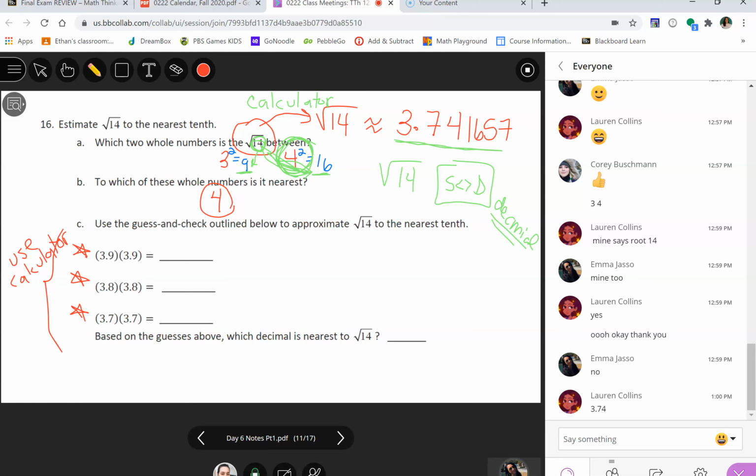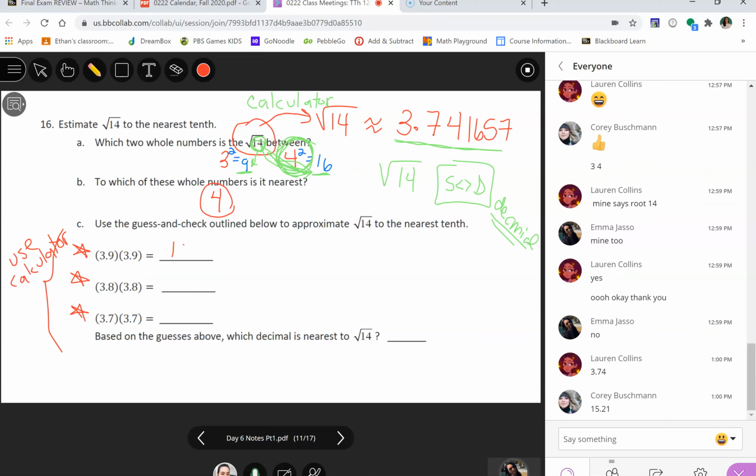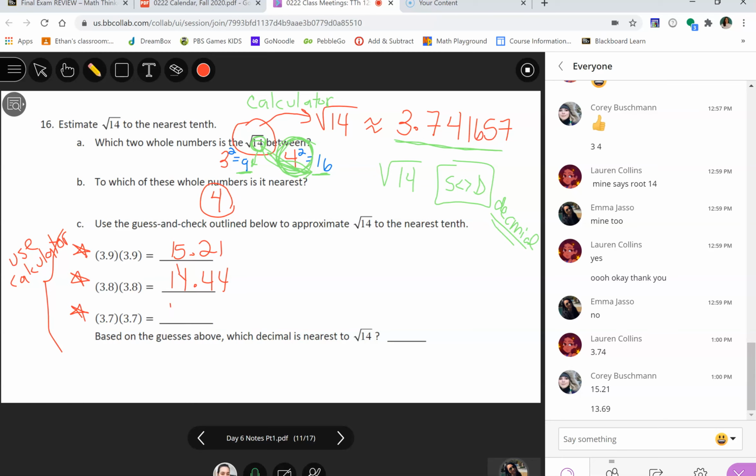So 3.9 times 3.9. Yeah, 15.21. Good. So that's way off. That's way higher than 14. 3.8 times 3.8. 14.44. Okay, so that's kind of close to 14. 3.7 times 3.7. 13.69. Ooh, and then that gets kind of tricky. Which one of those is it closest to? So this one is how close? I don't know. Let's actually find out.